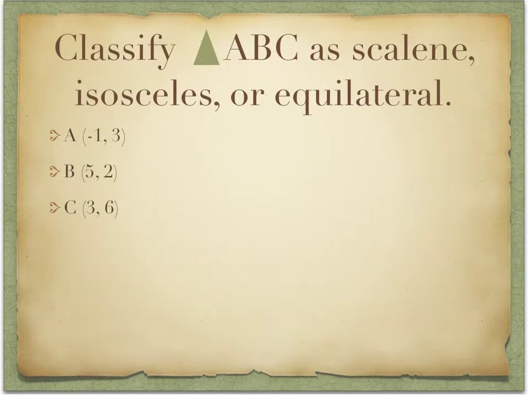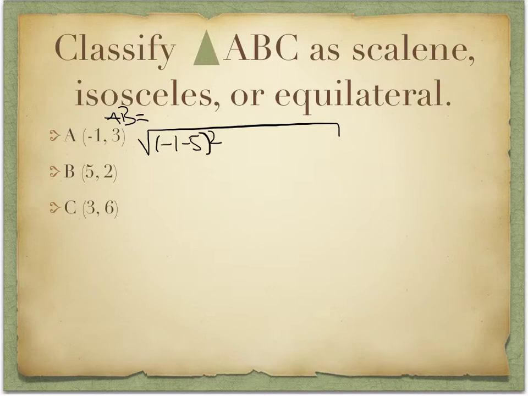Now you pause the video and try this one yourself. Okay, we're going to find the distance between AB. We get negative 1 minus 5 squared plus 3 minus 2 squared. Negative 1 minus 5 is negative 6. Negative 6 squared is 36. 3 minus 2 is 1, and 1 squared is 1, so that side is the square root of 37.